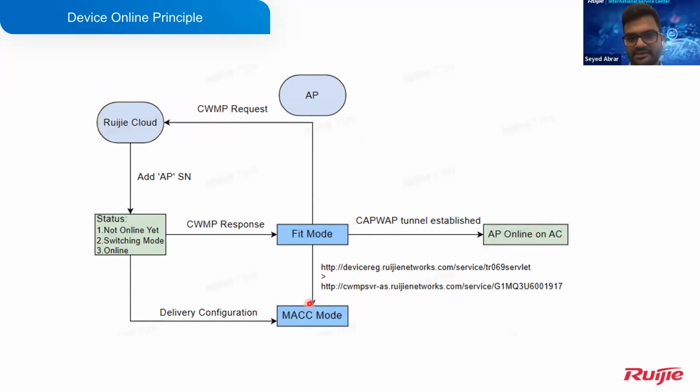You can see the difference of the URLs, because this is the priority. Device-rec.Reyee networks has higher priority than CWMP. Or you can use both to get the APs to go online. The default is this, device-rec.ReyeeNetworks.com.